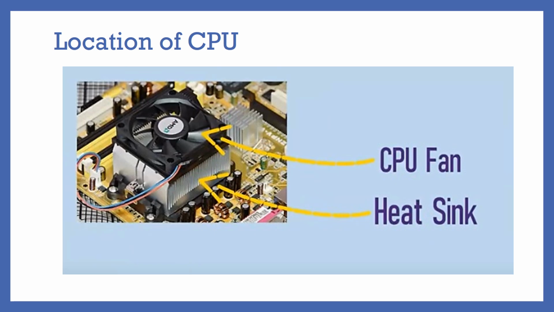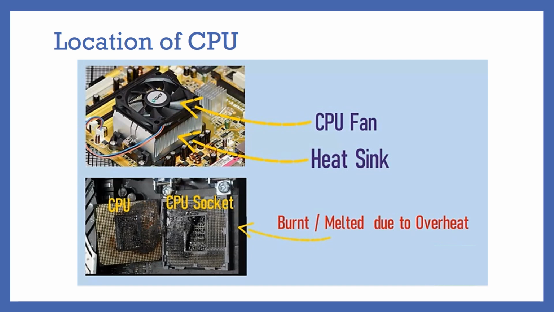Because as we know, the CPU is made of billions of transistors. So when it starts working, it produces heat. To keep them safe from being burned out, there is a heat sink right over the CPU, and there is a CPU fan that releases the heat from the CPU. So it stays safe from melting due to overheating.